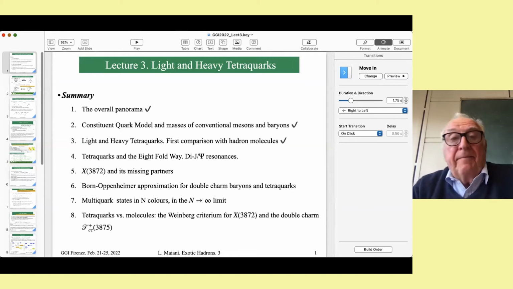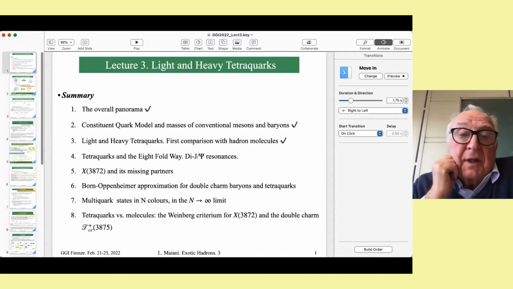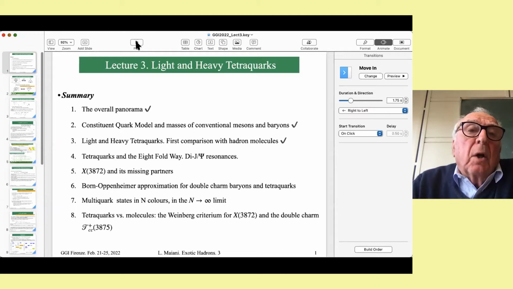And here is the list of the arguments that I'm going to discuss in this first hour. We are at lecture 3: light and heavy tetraquarks, and first comparison with hadron molecules.